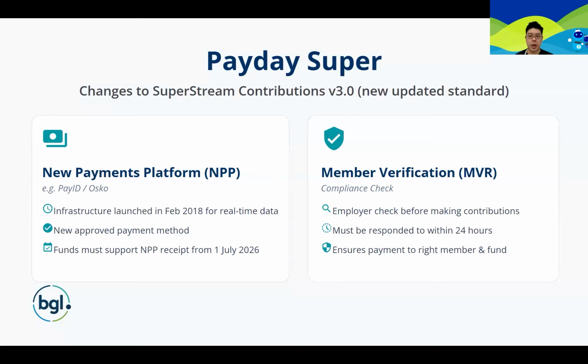In terms of the new payments platform, that infrastructure has already been around since February 2018. The idea of that infrastructure is to provide what we call real-time data. Some of you might be more familiar with the term PayID or maybe OSKO. Those are NPP-enabled bank accounts. So with Payday Super, super needs to be paid in this new approved method, and funds must now support NPP receipt from 1st of July 2026 onwards.